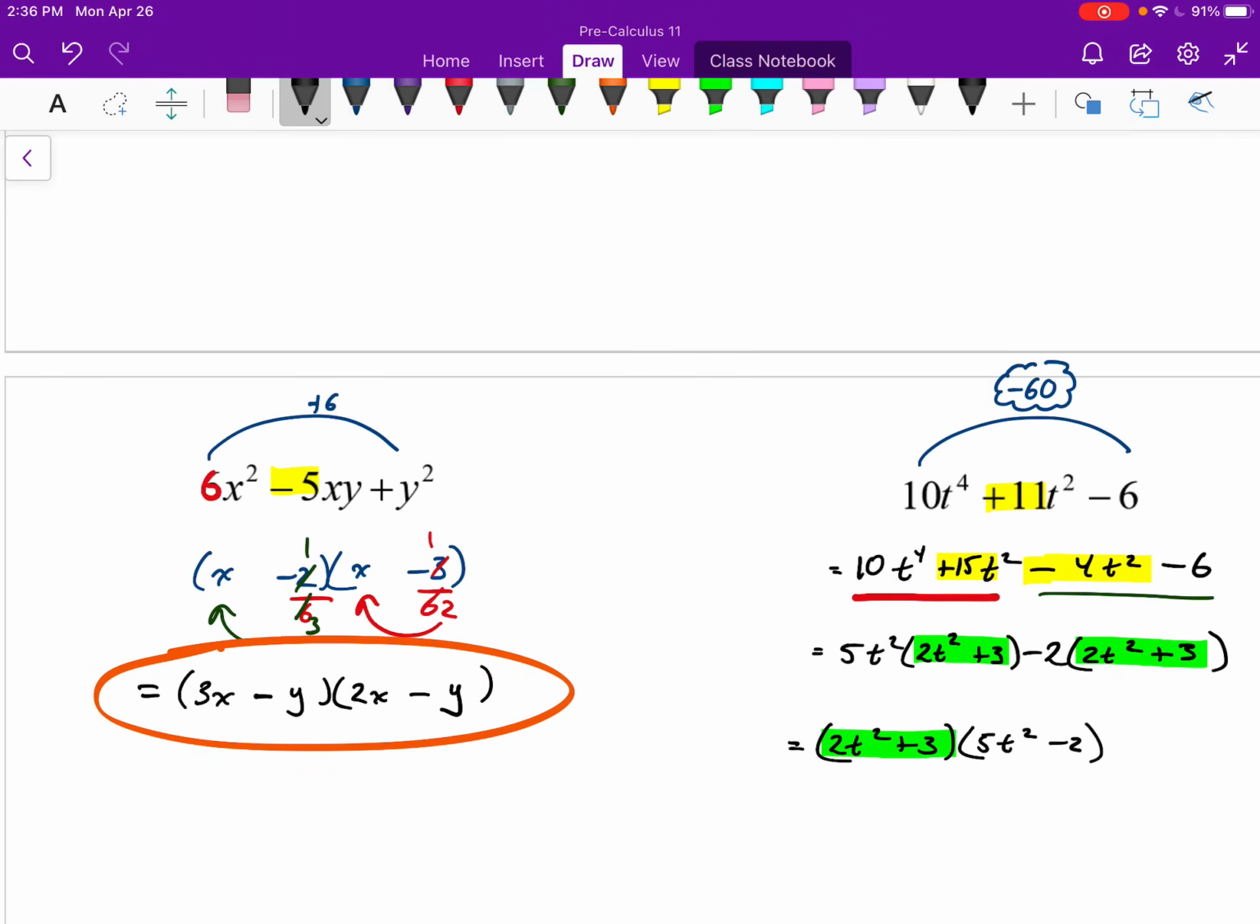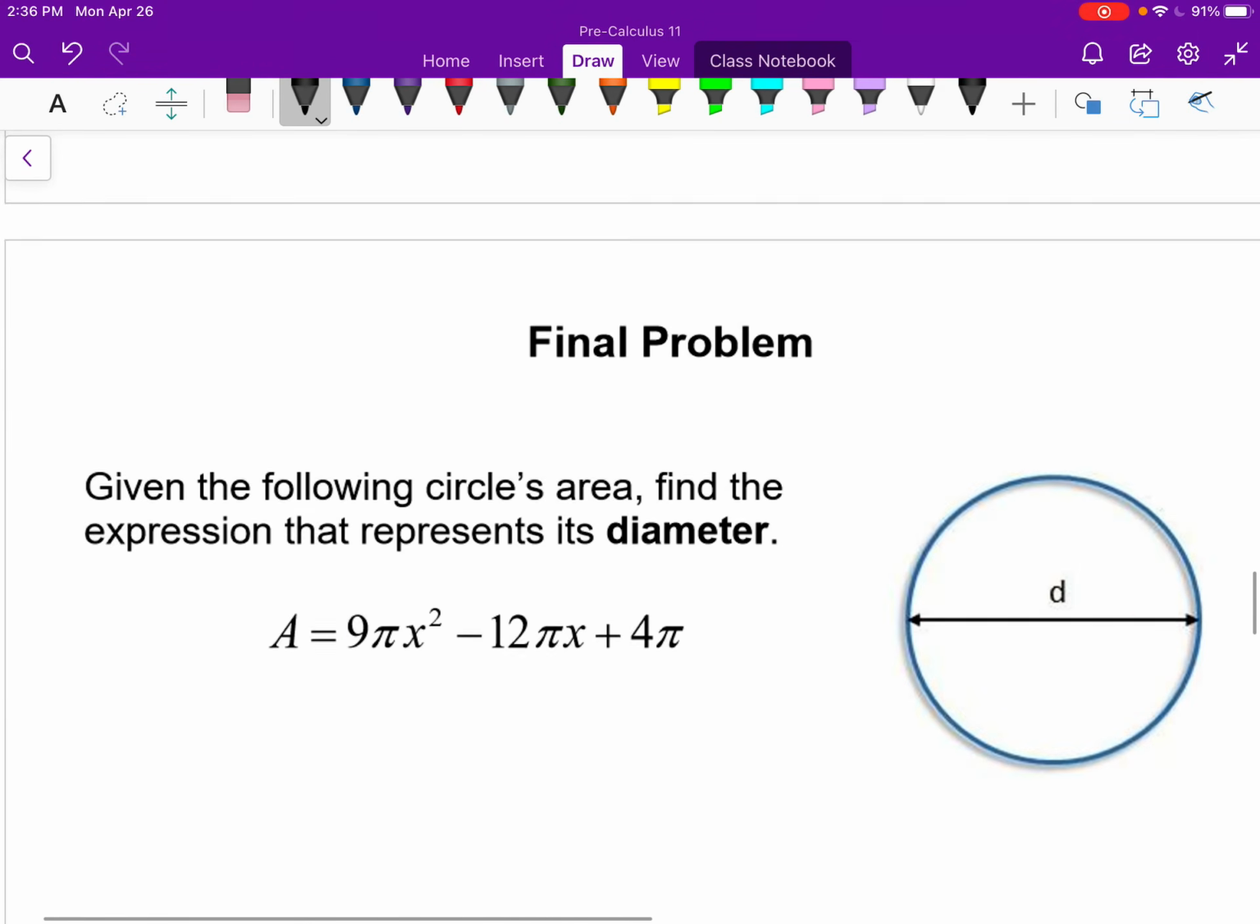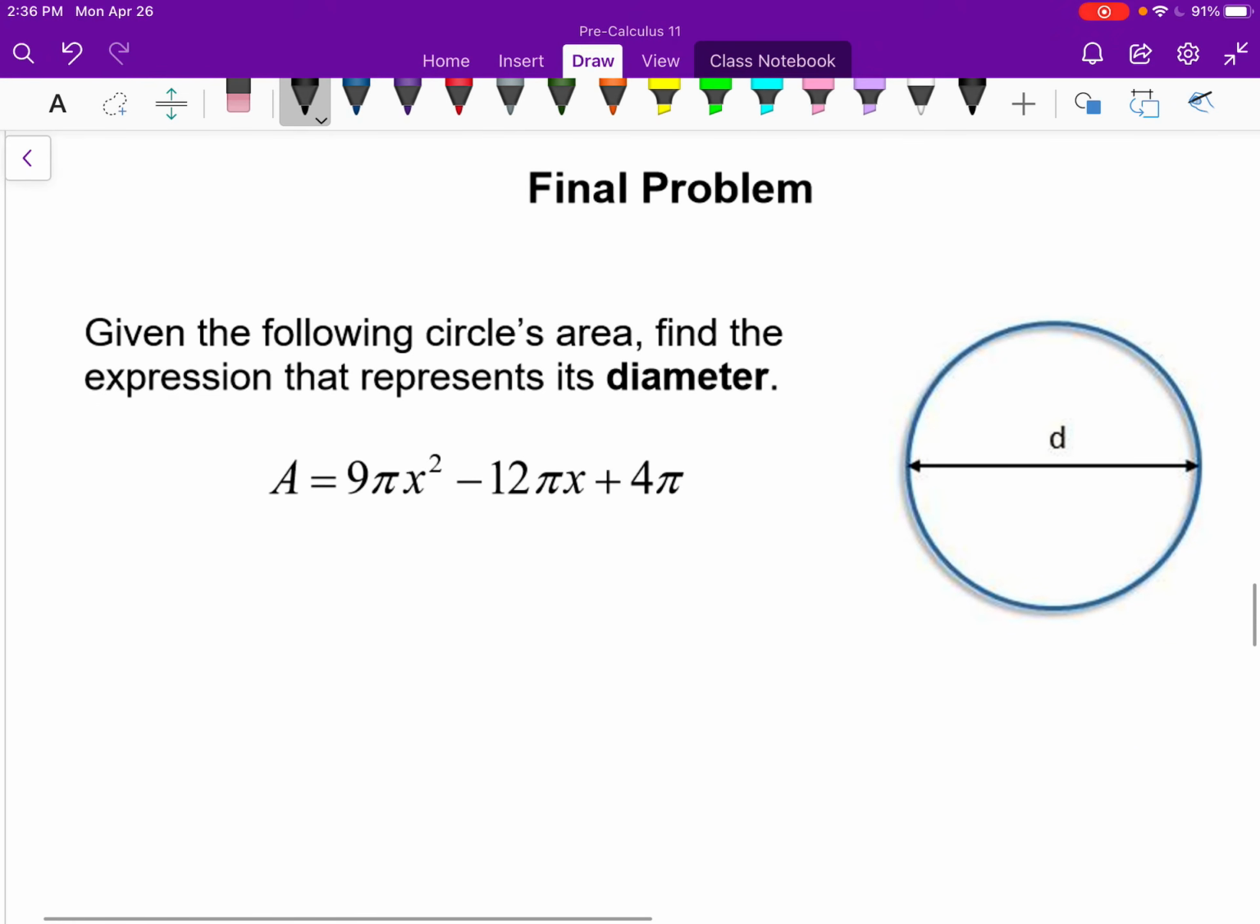And so the last problem, a little application problem here. I got this circle, and I have the diameter labeled right here, the distance all the way across. So I want to find the expression for the diameter given the area. So what you see here, 9 pi x squared minus 12 pi x plus 4 pi, is the area of this entire circle. So from that, how can I find the diameter of this circle?